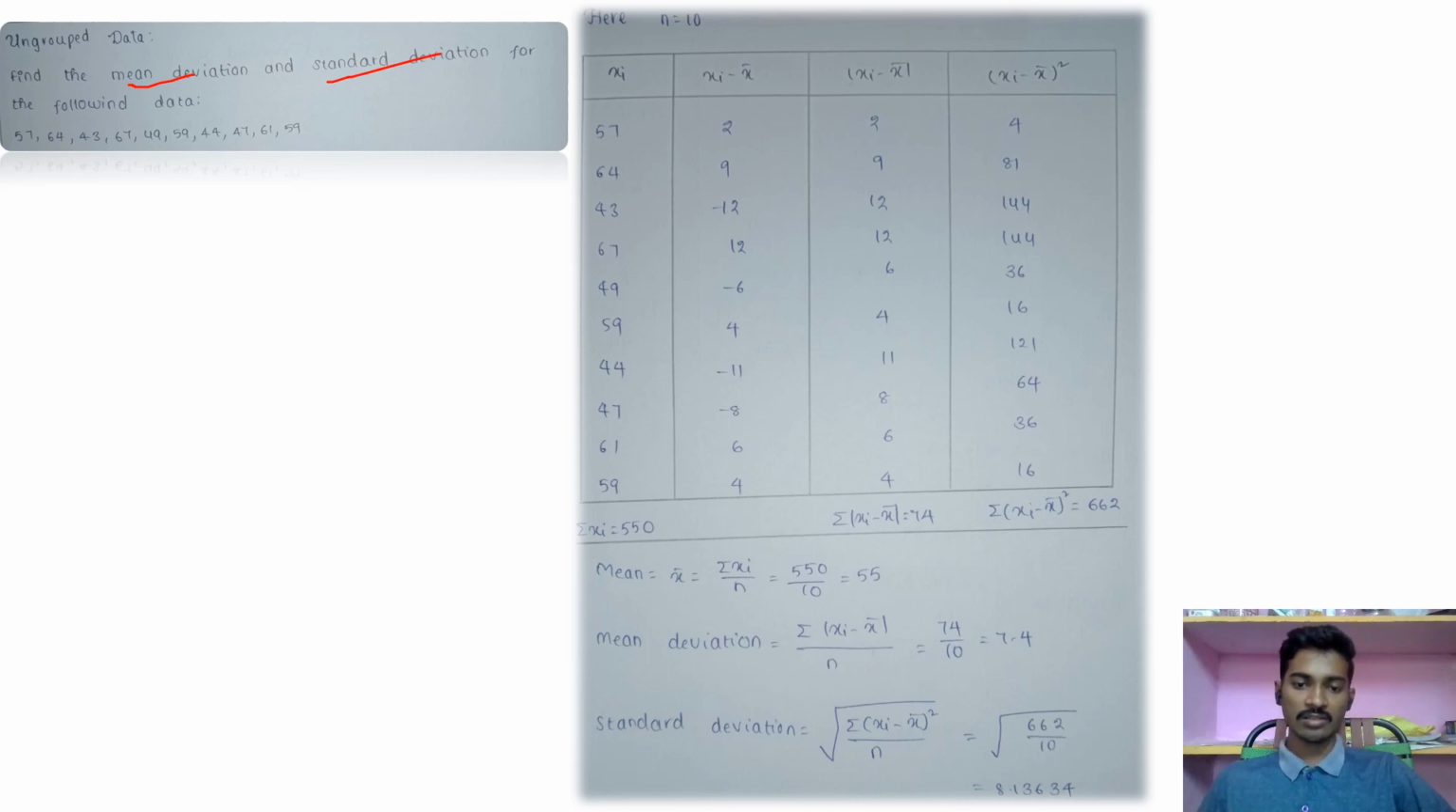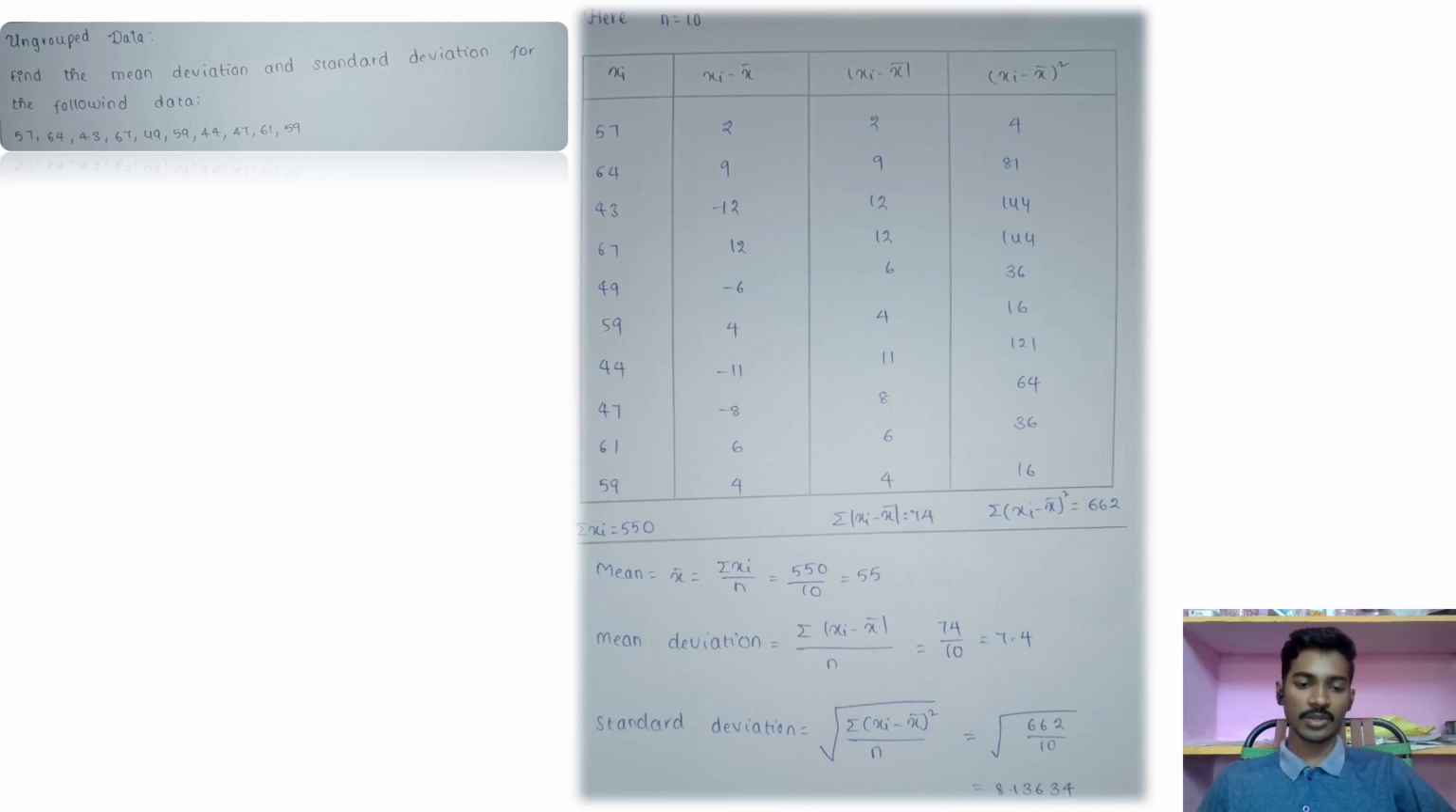To calculate sigma xi, we add all the given data values, and it is equal to 550. And n is 10 as the number of elements is 10. Therefore x bar is equal to sigma xi by n, that is 550 by 10, which is equal to 55. As we have calculated the mean, now we are going to calculate mean deviation.